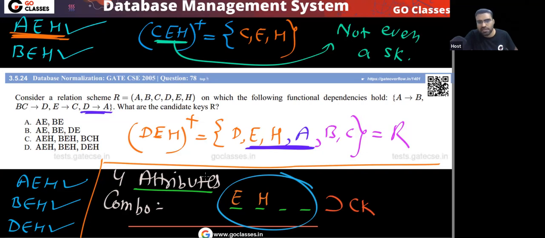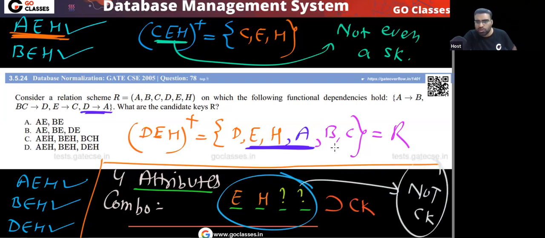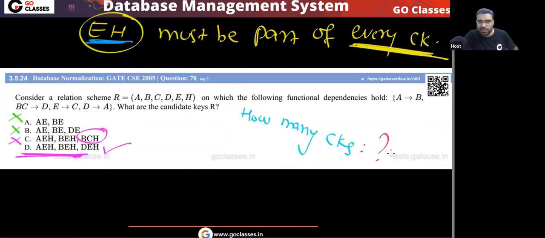Is this clear? Whatever 2 attributes you take, this will become a proper superset of a candidate key. So I can say this is not a candidate key. Is this clear? So you don't have to check 4 attribute combinations. So your answer will be what? How many candidate keys are there? If they ask you how many candidate keys, the answer will be 3. This will be your answer.